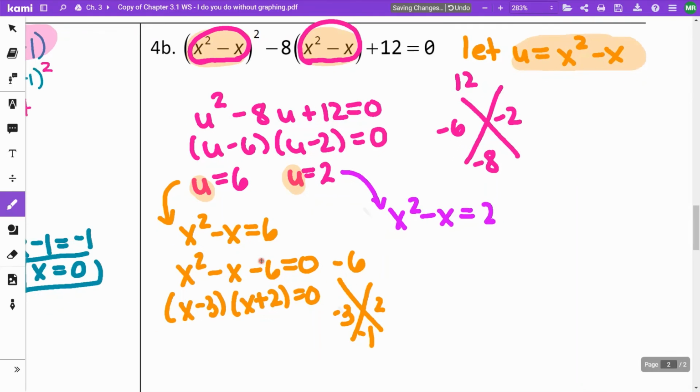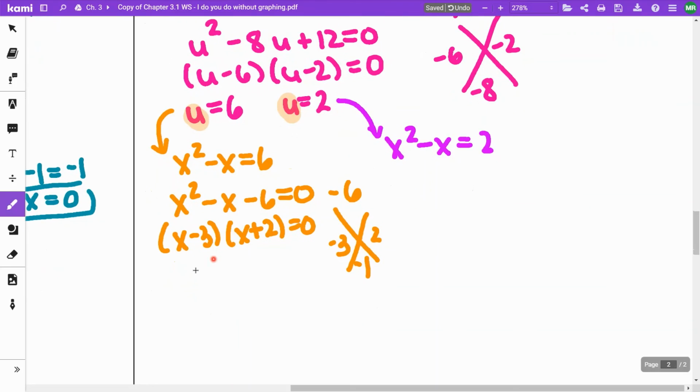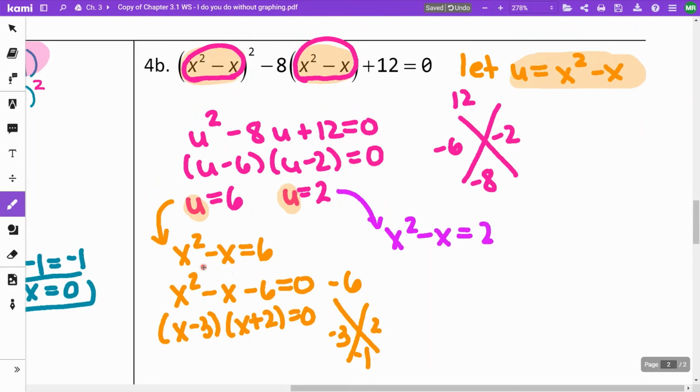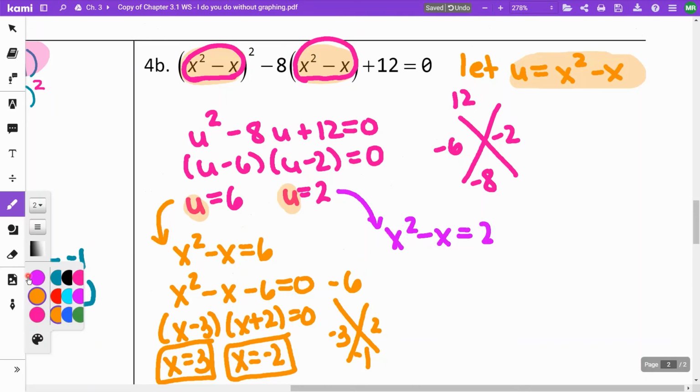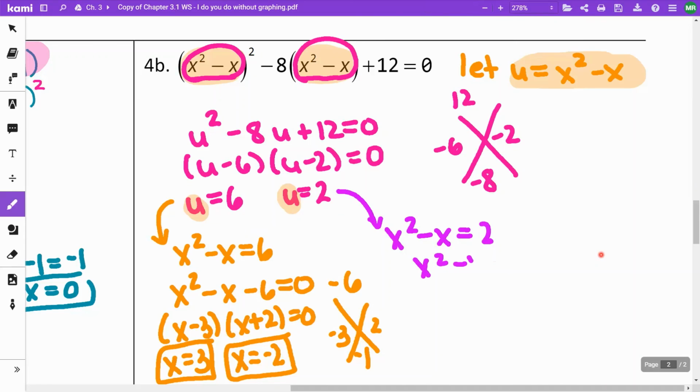So now when I solve this, this parenthesis, let me get the problem back in here. This parenthesis is going to give me x equal 3. This parenthesis is going to give me x equal negative 2. I still have the purple equation to solve. So for this one also, I am going to try to get rid of this 2. So I'm going to minus 2 from both sides, and I get x squared minus x minus 2 equals 0.